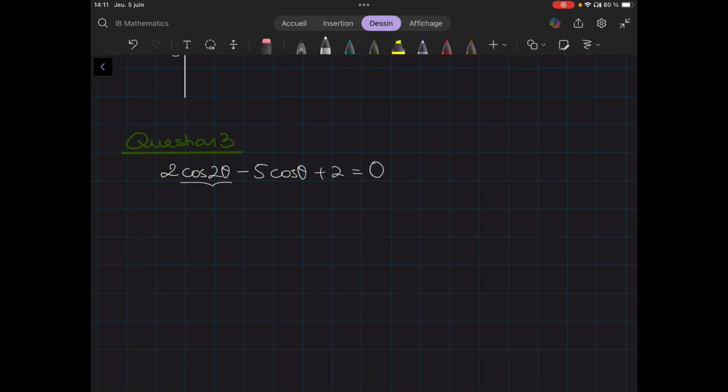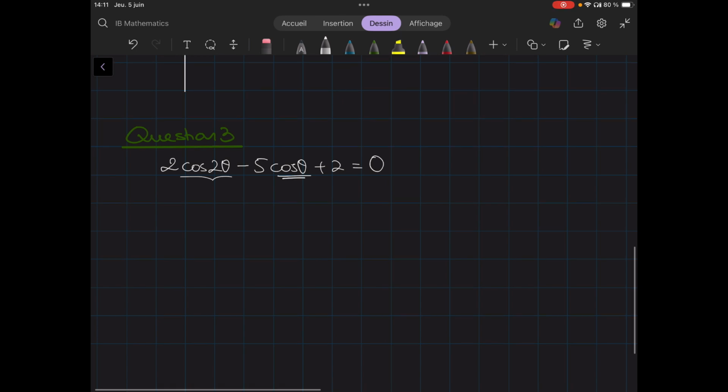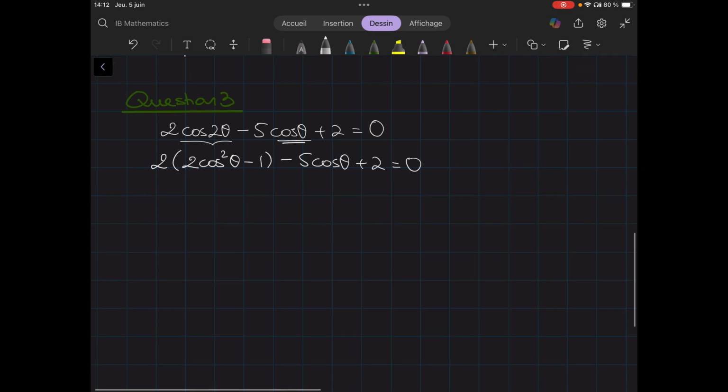Cos of 2 theta. There are 3 identities we can use for cos of 2 theta. You should have all of them memorized. However, we're going to use the one that is only in terms of cosine, as we have this cos to the 1 term over here. And we would like to change it into a hidden quadratic equation. Cos of 2 theta is equal to 2 cos squared minus 1. So the equation now becomes this.